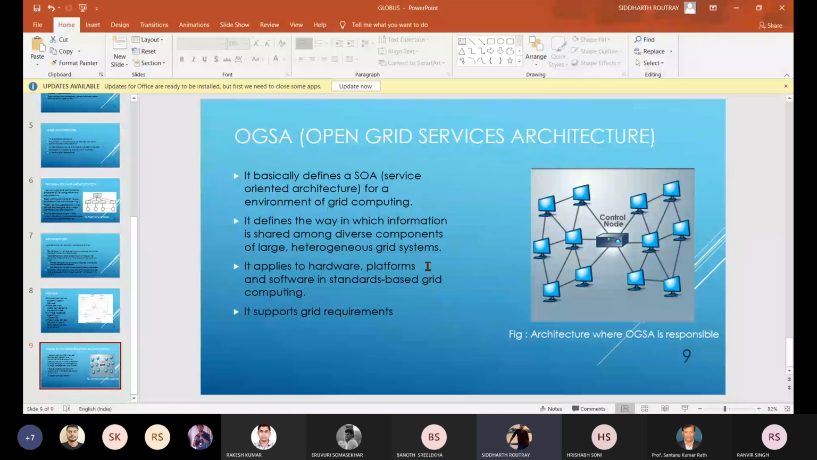Then it applies to hardware, platforms, and software in standards based grid computing. It means the OGSA protocol lets a network be a grid computing system. It also supports grid requirements. So what are the grid requirements? The grid requirements say that there should be a strict rule of solving a problem using the grid problem solving methodology, proper utilization of resources, and proper utilization of security services. And how are these all enabled? They are enabled through the Globus application source. So that's all. Thank you.